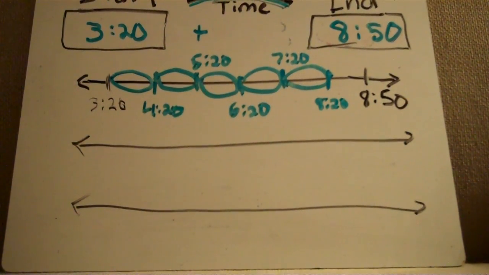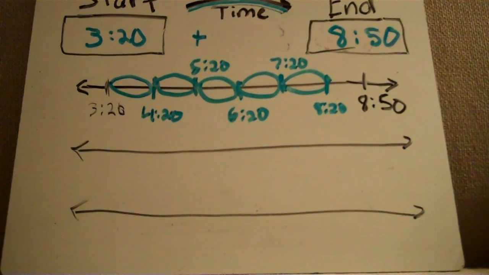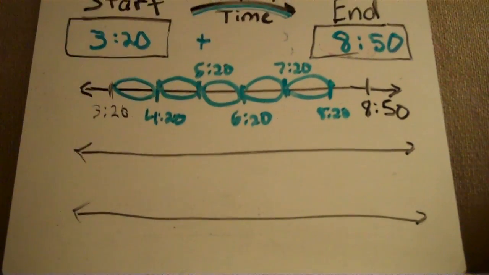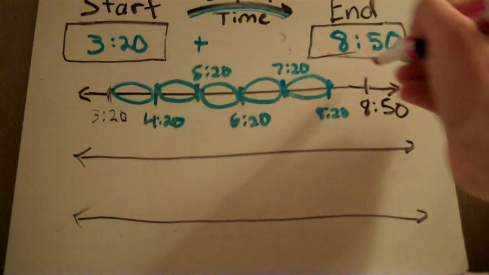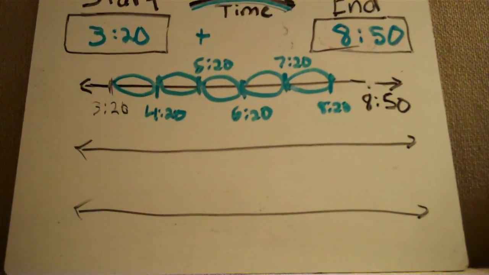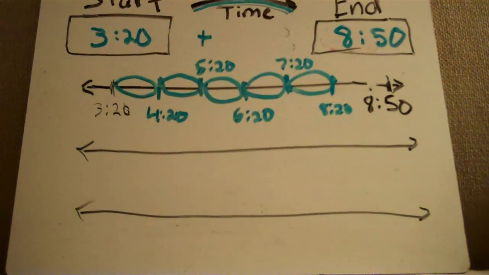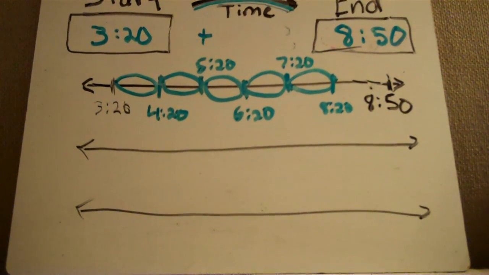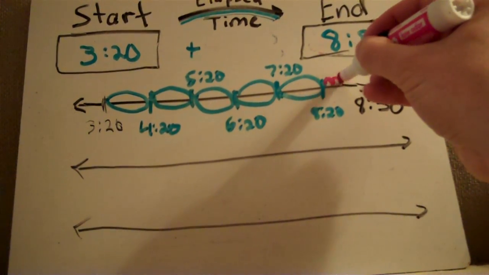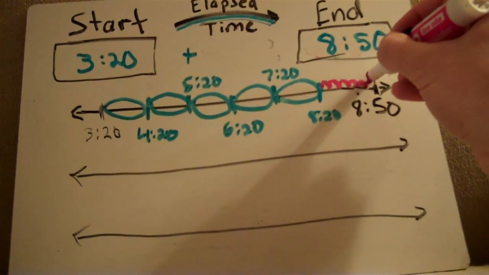I don't want to do another hour. If I add another hour, it'll be how much? 9:20. Yeah, and that would make it go too far. So I'm going to switch to my 5-minute marks now. I'm just going to count up until I get 8:50. You know what? I'm going to move this 8:50 over a little bit. Sometimes you have to do that if you don't space your hours well enough. Let's see if this works now. 8:25, 8:30, 8:35, 8:40, 8:45, 8:50.